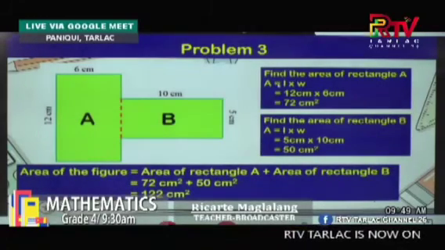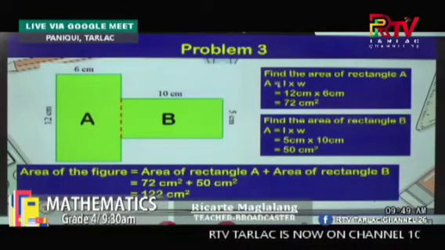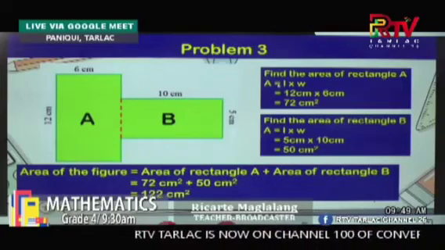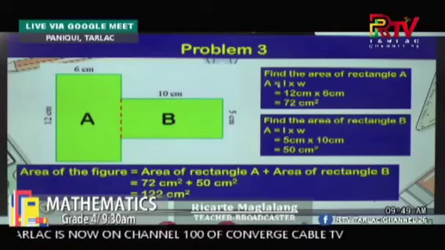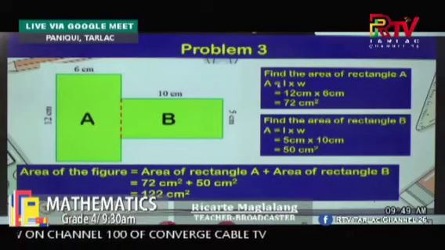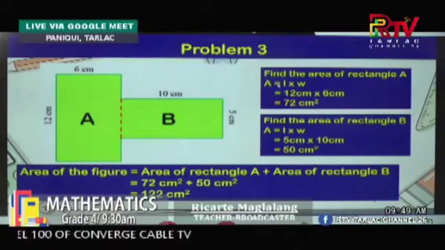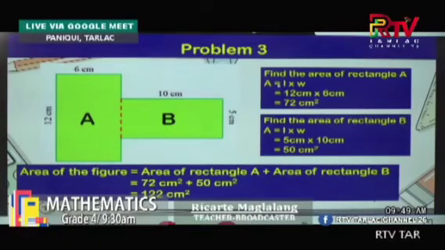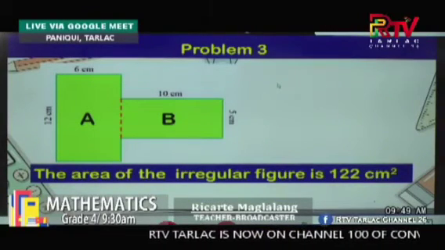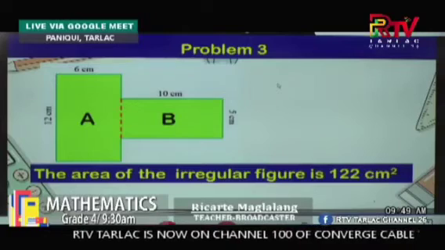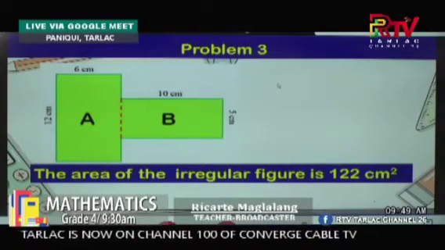And finally, step 3. The area of the irregular figure is equal to area of rectangle A plus area of rectangle B, where the area of rectangle A equals 72 square centimeters plus area of rectangle B, which is equal to 50 square centimeters. 72 plus 50 is equal to 122 square centimeters. Therefore, the area of the irregular figure is equal to 122 square centimeters.